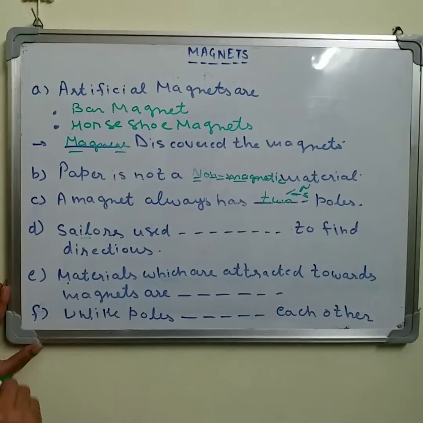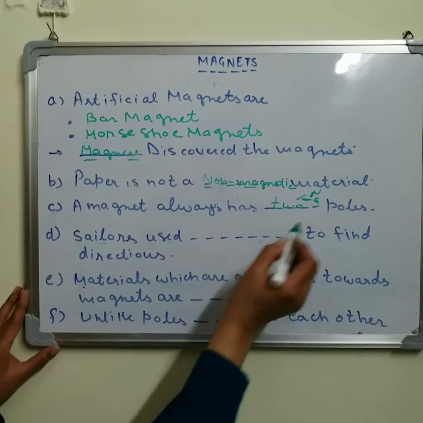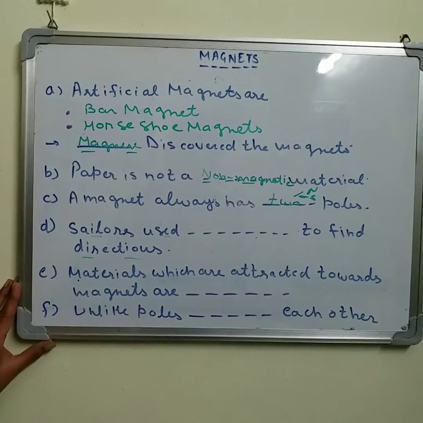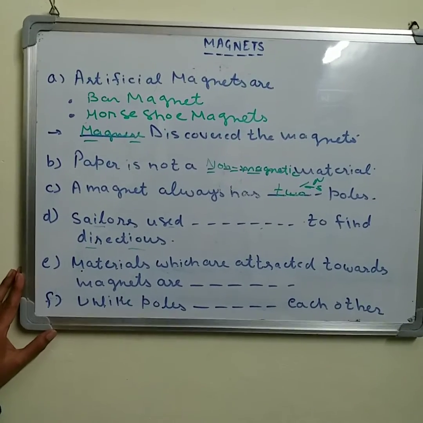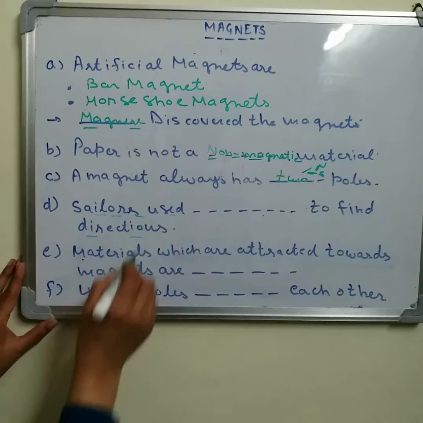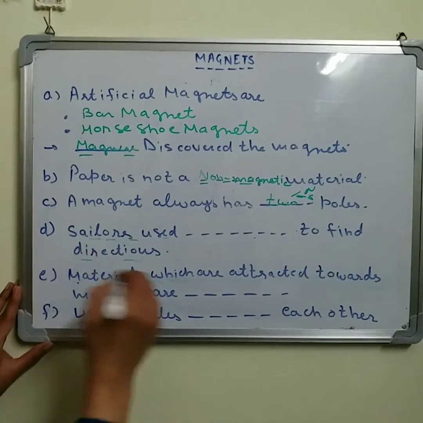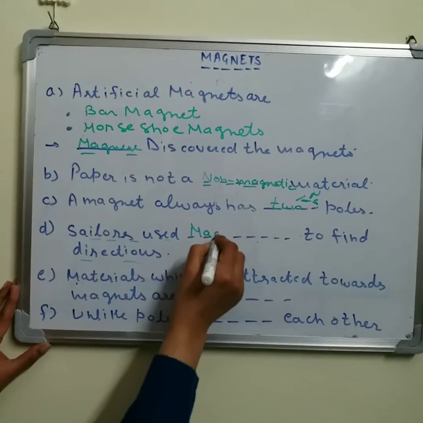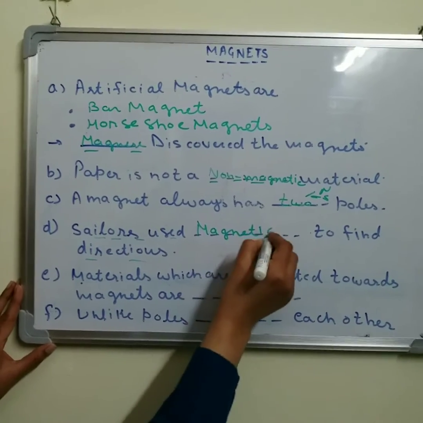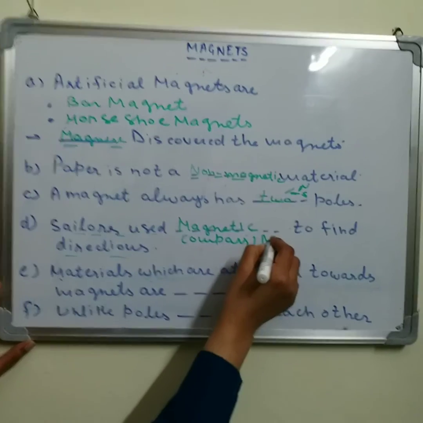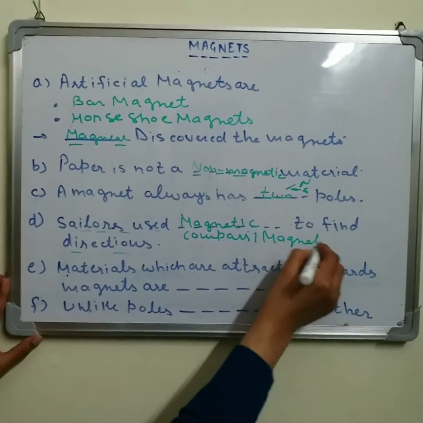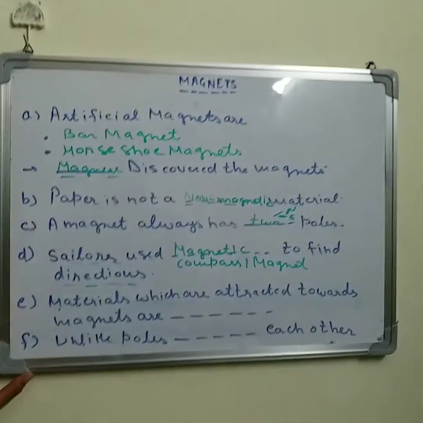Now, in ancient times, sailors used dash to find directions. So what do you think? Yes, magnets or the magnetic compass. In ancient times and today also, sailors use the magnetic compass. You can write down magnetic compass or a magnet to find out the directions.